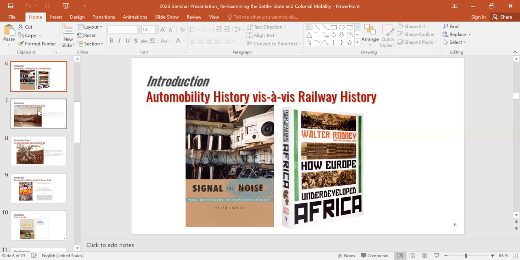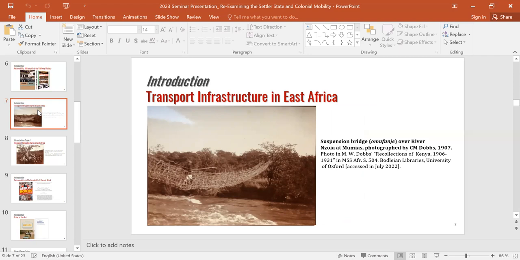You might have come across this bridge infrastructure here on the next slide. It is an intricate suspension bridge in western Kenya called Omufunje. It was made of vines and plant material. It spanned the very wide River Nzoia in Mumias and was made by a specific group of the Wanga people. On another photo, we can see caravan porters using the bridge. But this was not the only technology. If we just stay in Western Kenya, there was also the Obulalo, which was infrastructure for crossing rivers as much as it was able to catch fish with its inbuilt traps.